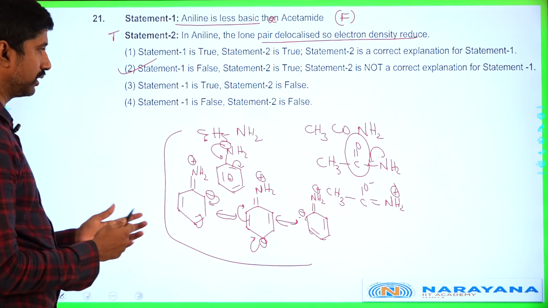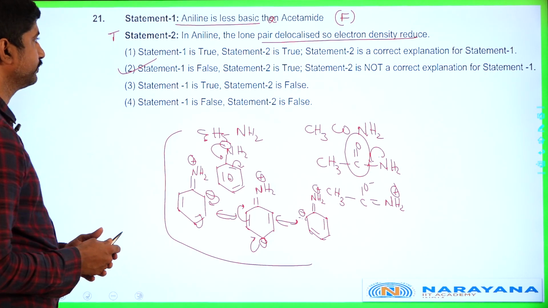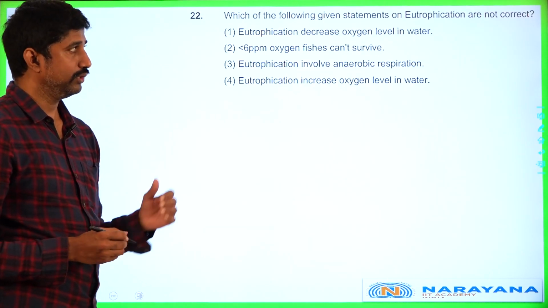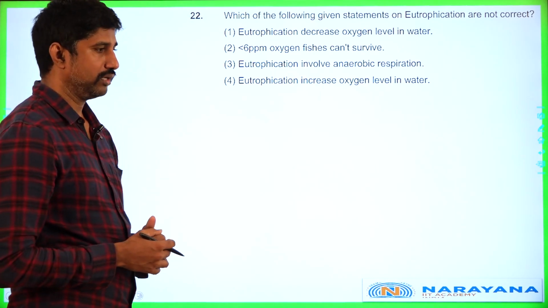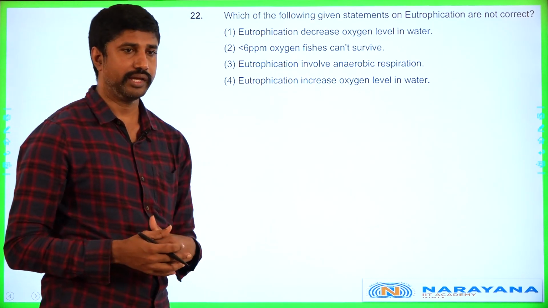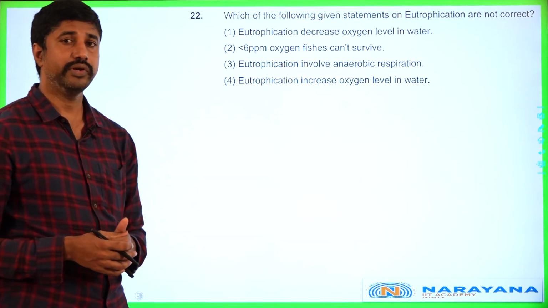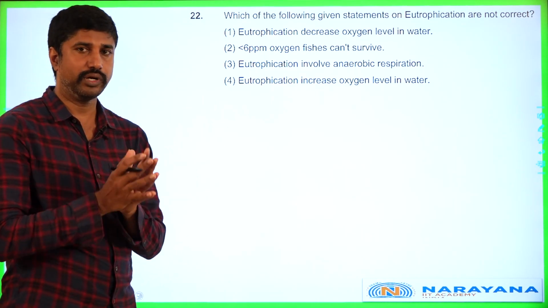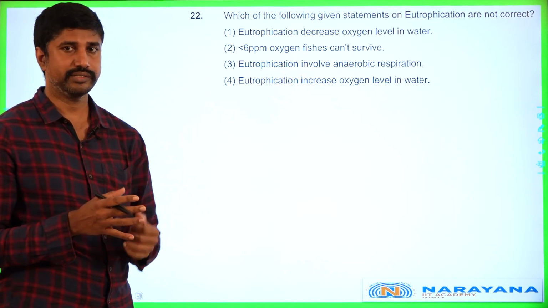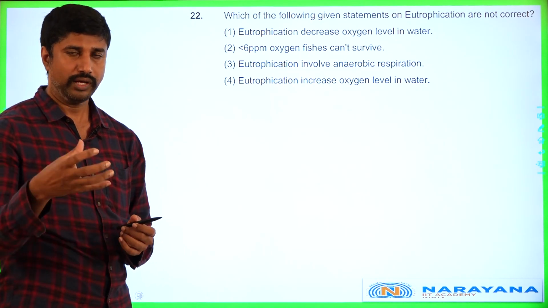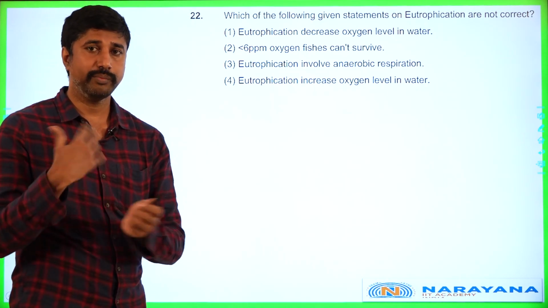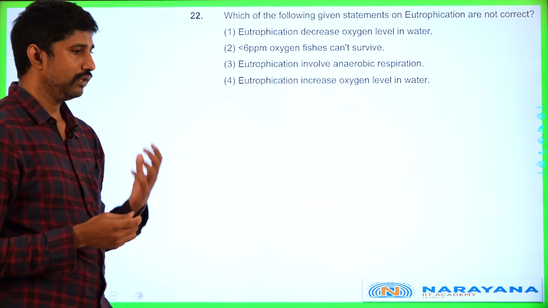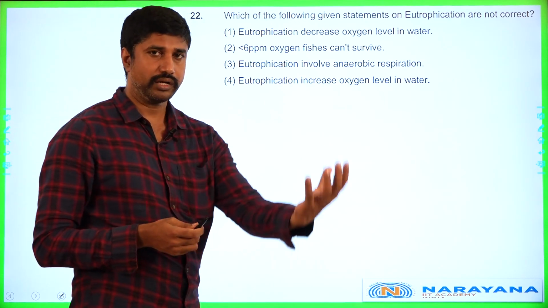So 21 is over, and see question 22. Which of the following given statements on eutrophication? Eutrophication means the growth of algae or fungi because of the excess of DO content. The DO content of water is responsible for the availability of oxygen in the water, which increases the population density of algae or fungi. Both algae and fungi take the DO content.